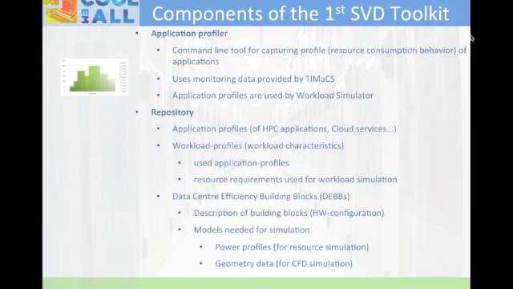Here again is an overview of components. Application profile is currently implemented as a command line tool, so it is capable of capturing characteristics of an application in terms of resources. In that case, how many CPUs are used, how much memory, and so on, which is later used by the workload simulator. As mentioned before, the workload repository contains application profiles, workload profiles, and data center efficiency building blocks, which are described on different granularity levels and contain models necessary for workload simulation. In that case, power profiles and, of course, geometry data that is necessary for CFD simulation. Next slide.